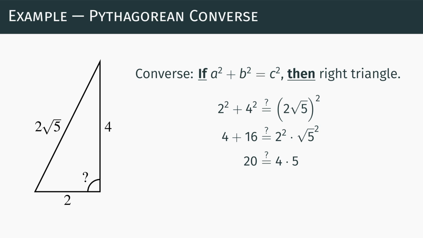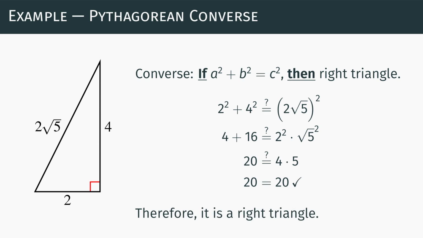So we've got 20. Is that questionably equal to 4 times 5? Yeah, 20 equals 20 at this point, right? 4 times 5 makes 20. So we've got the same number on both sides. It is the case that a squared plus b squared equals c squared. It checks out. So since it matches up, we know we've got a right triangle on our hands, right?